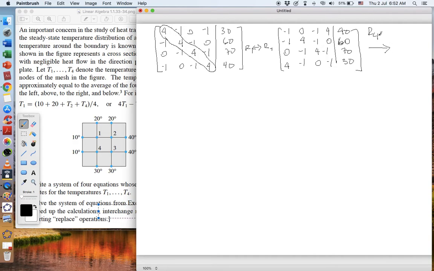Okay, so first we're going to add to row 4, 4 times row 1, because we've got a 4 in this spot, we're looking to get a 0 in that spot. And then we're going to subtract from row 2, row 1, again, because we've got a negative 1 here, we're looking to get a 0 there.